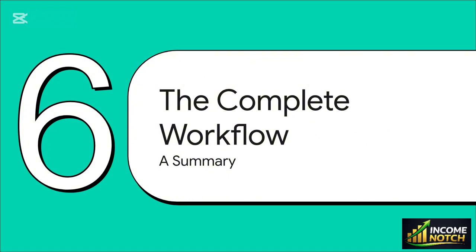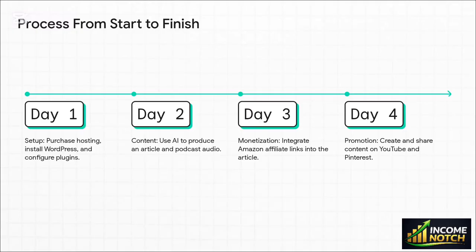Okay, so we've looked at all the individual pieces of the machine. Now let's just zoom out and take a look at the whole process from start to finish, a real bird's eye view. You can really think about this whole thing as a 4-day launch plan. Day 1 is just setup, getting the digital foundation poured. Day 2 is all about content, letting that trio of AIs do the heavy lifting. Day 3 is when you flip the monetization switch by adding those affiliate links. And then on day 4, you kick off promotion and start getting traffic.